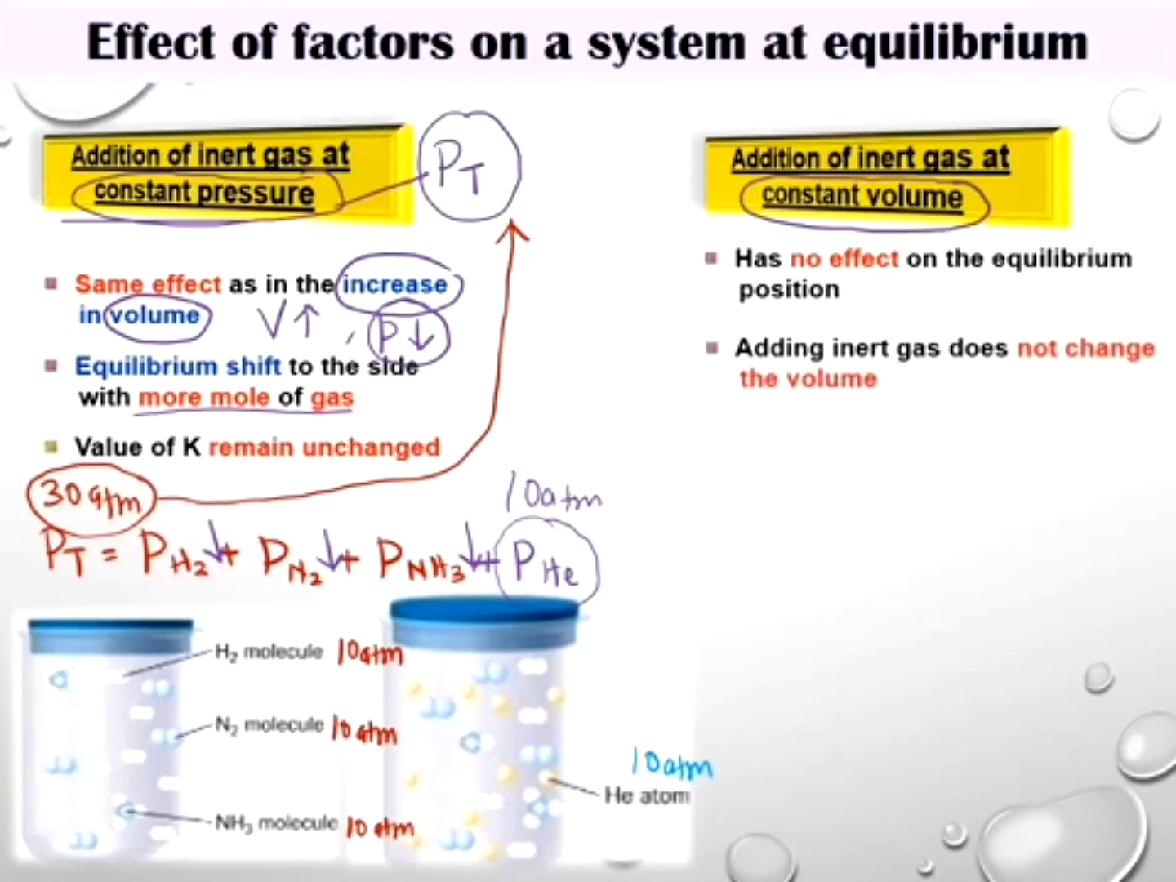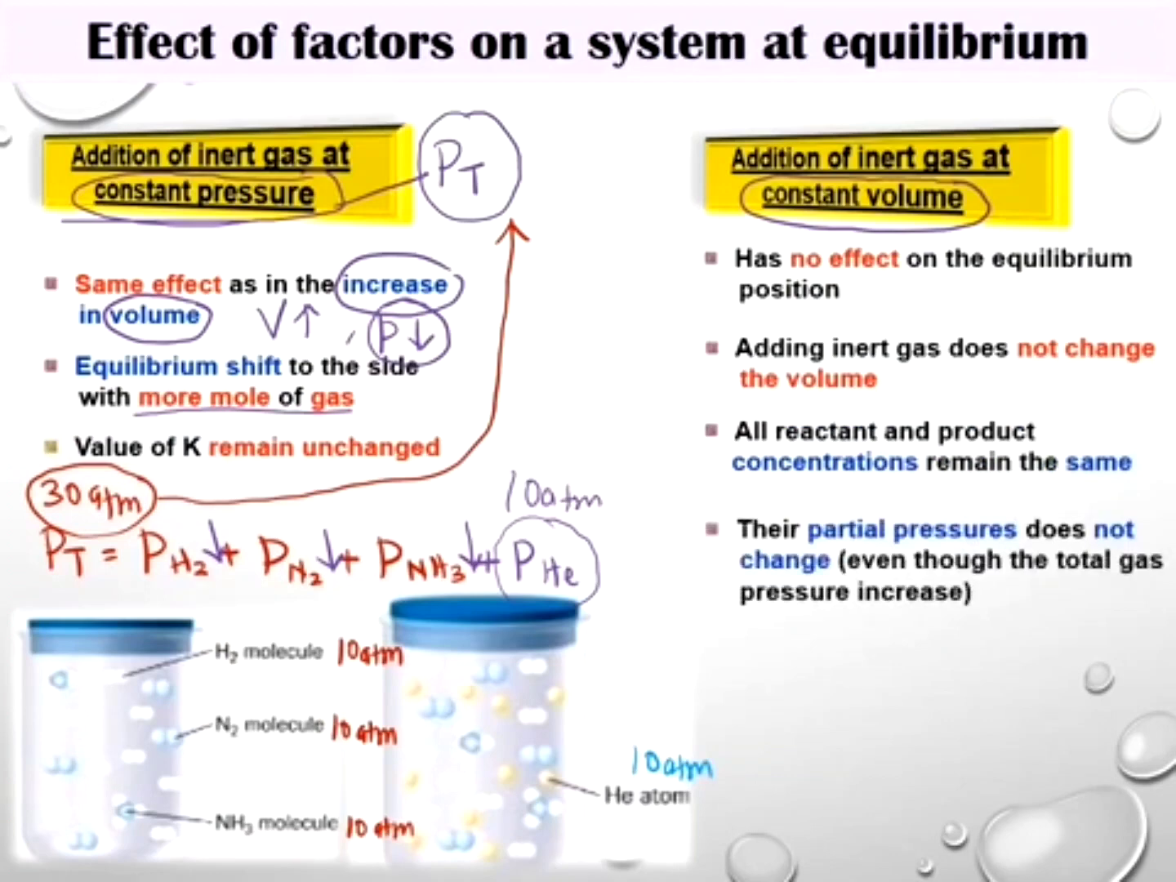So adding inert gas does not change the volume. So all reactant and product concentrations remain constant. Why? This is the reason. Because the partial pressure of the gases, okay, the unreacting gas does not change. That's the reason. So yang itu yang tak berubah, kelas. Okay, so bila partial pressure tak berubah, volume tak berubah, so no change on the equilibrium position. Boleh? So the value of K also remains unchanged.